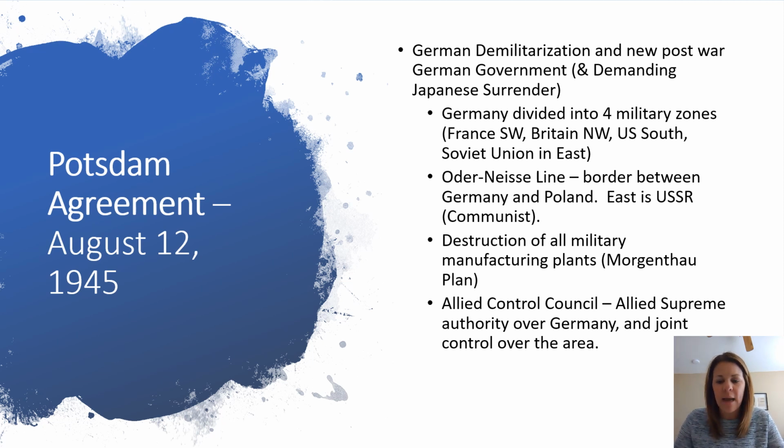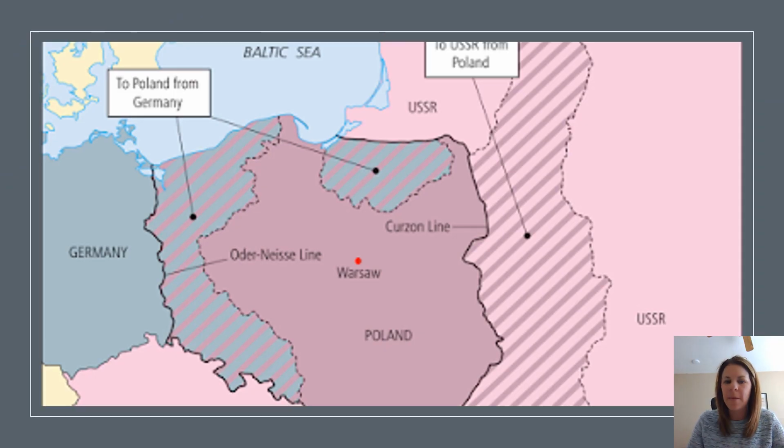Now, the Allied Control Council is the Allied supreme authority over Germany. It's a joint control over the area where the Allies are promising to cooperate in their control over their 3 regions over Germany. This is later going to cause the Berlin crisis and, of course, later the creation of the Berlin Wall.